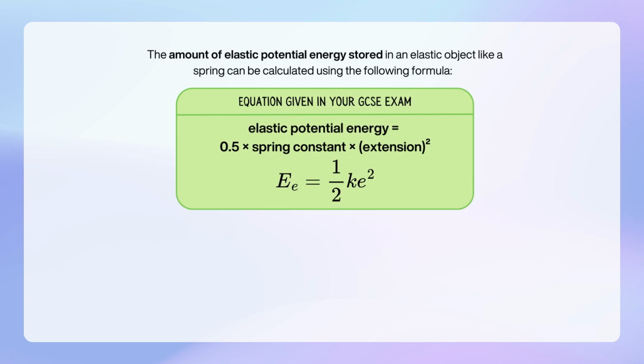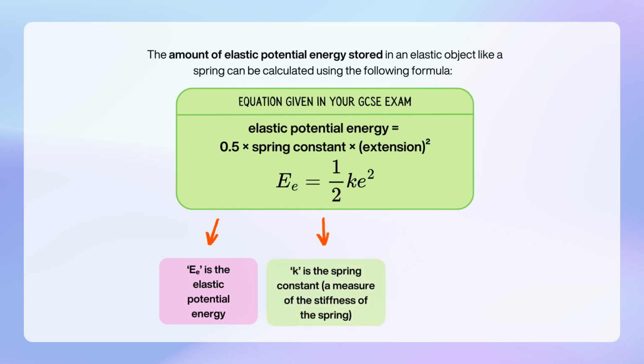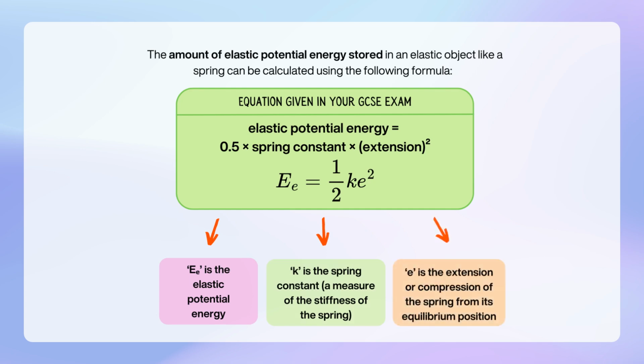The amount of elastic potential energy stored in an elastic object like a spring can be calculated using the following formula. EPE equals half k e squared, where EPE is the elastic potential energy, k is the spring constant, a measure of the stiffness of the spring, and e is the extension or compression of the spring from its equilibrium position. We will explore this equation further in the next lesson.